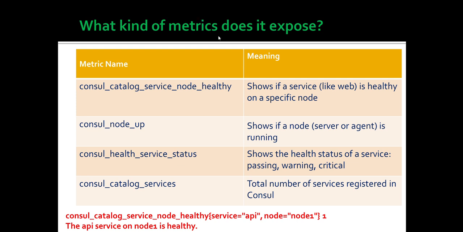So how can we identify metrics, which commands we have to give, and how we can understand them. Here are the metric names. We can identify here node healthy and Consul node up, whether the node is up and running or not. These are some of the examples. Please read it.